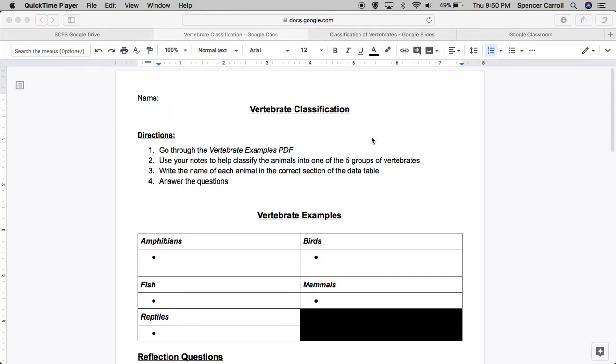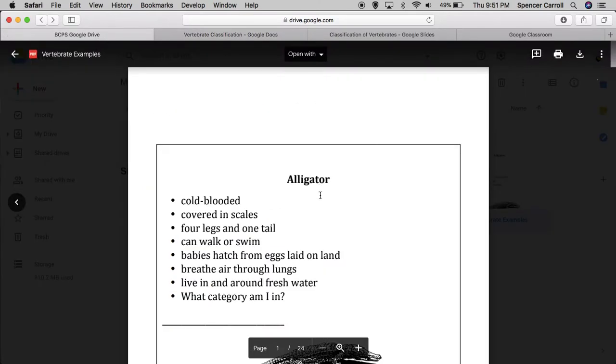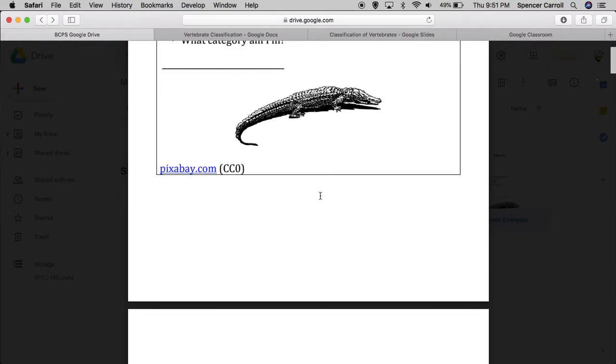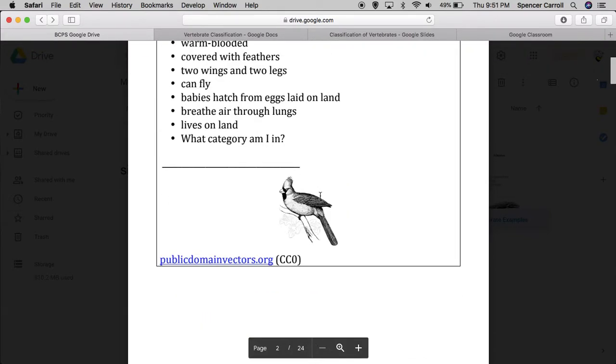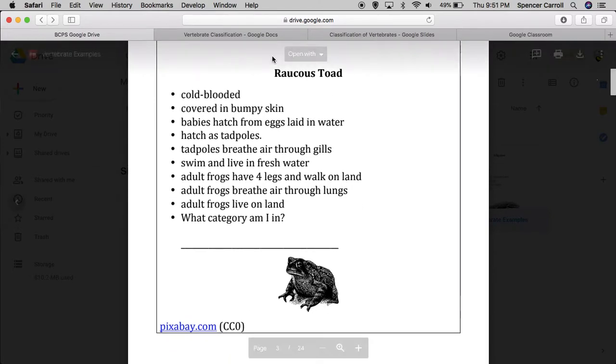This video will go over how to complete the vertebrate classification activity. Directions. Number 1. Go through the Vertebrate Examples PDF. So in the Google Classrooms, you may have noticed that there is a PDF labeled Vertebrate Examples. It'll look something like this. It's a long list of different vertebrates, alligator, cardinals, the raucous toad, and several others.